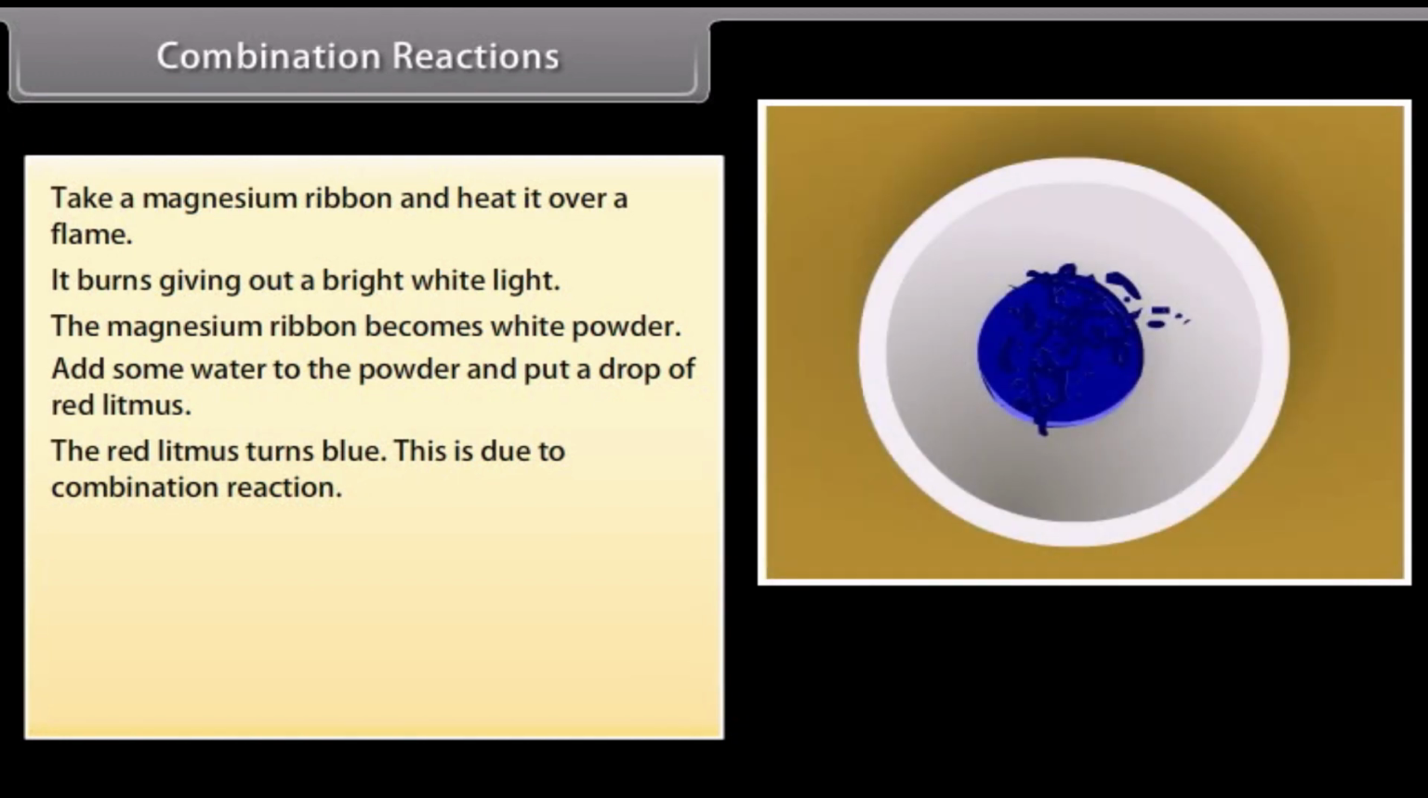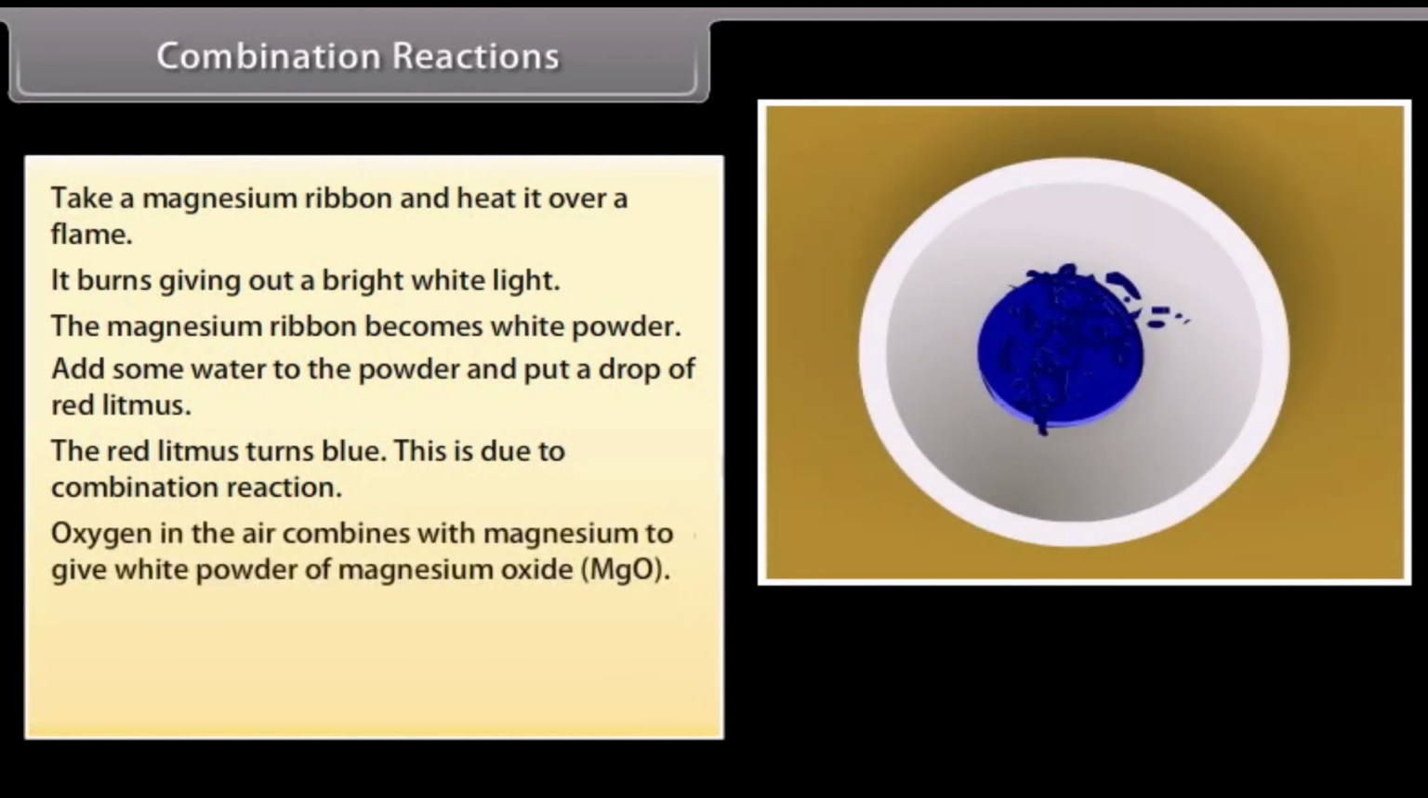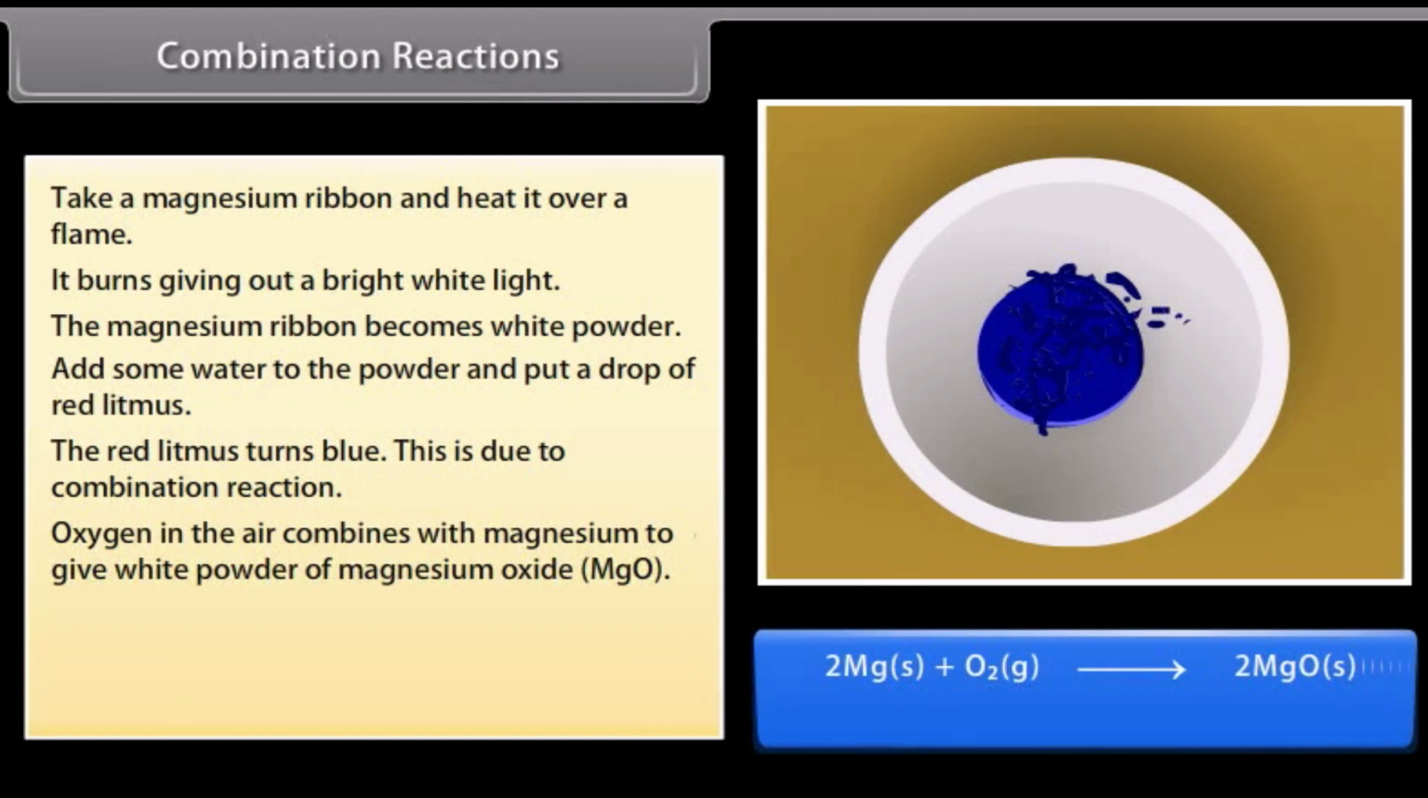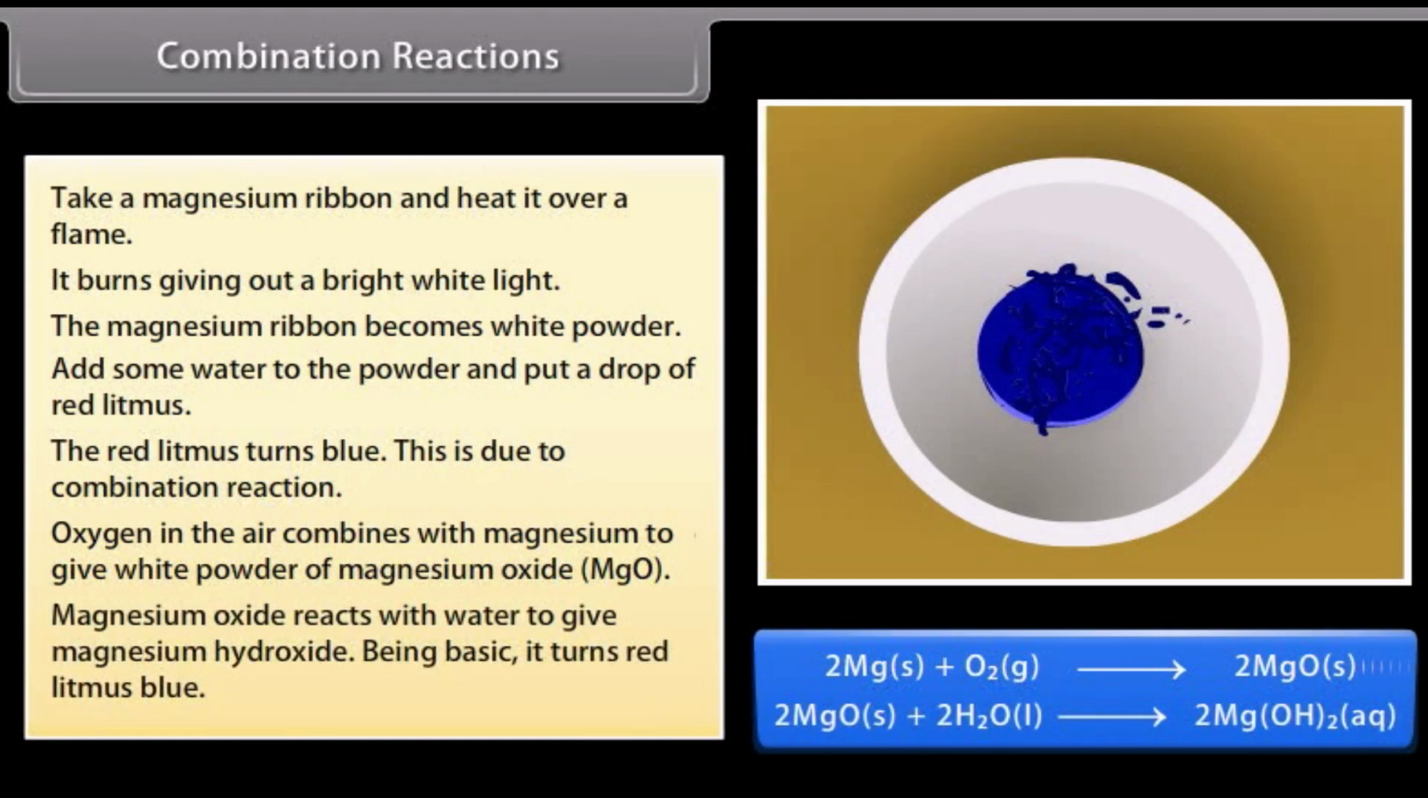This is due to combination reaction. Oxygen in the air combines with magnesium to give white powder of magnesium oxide. Magnesium oxide reacts with water to give magnesium hydroxide. Being basic, it turns red litmus blue.